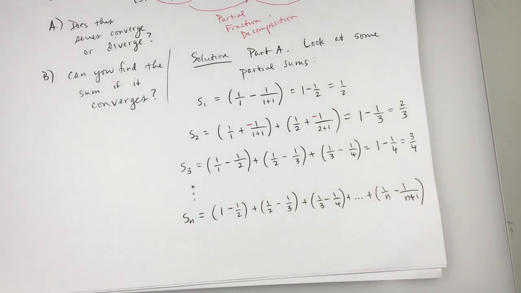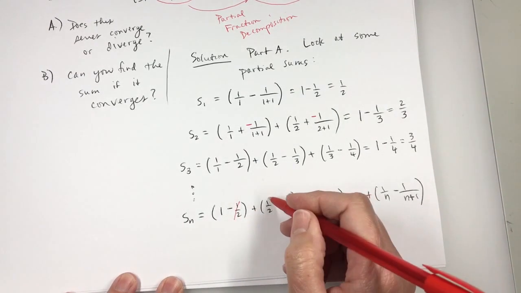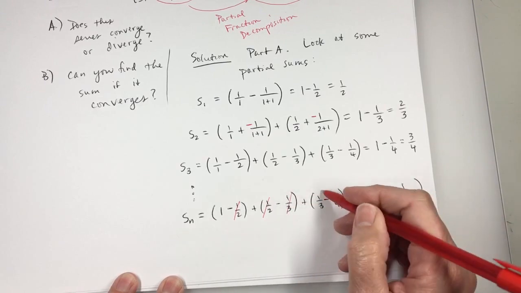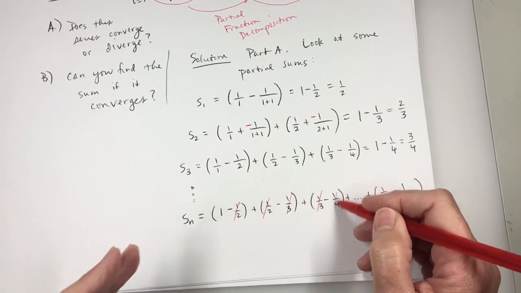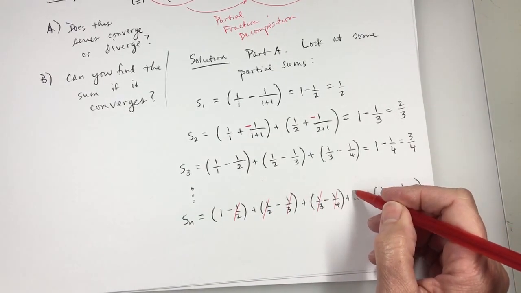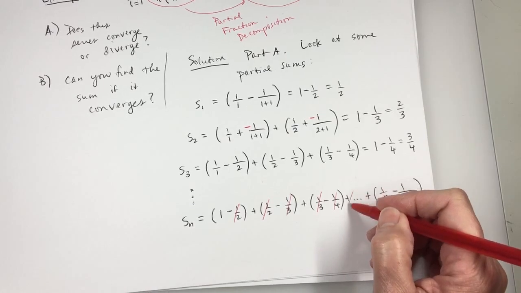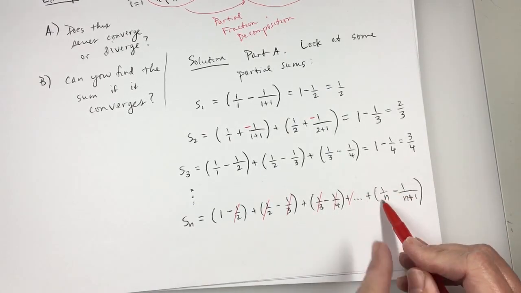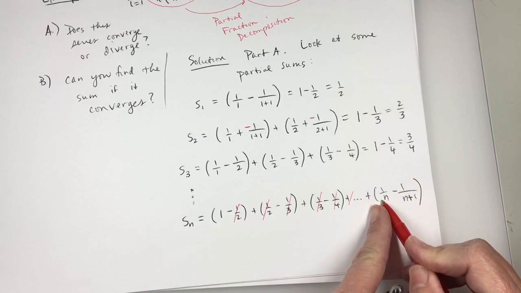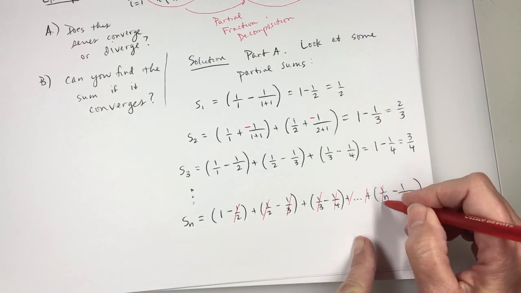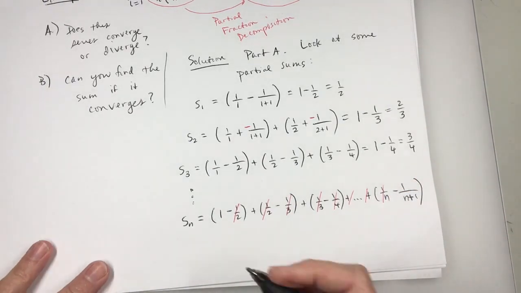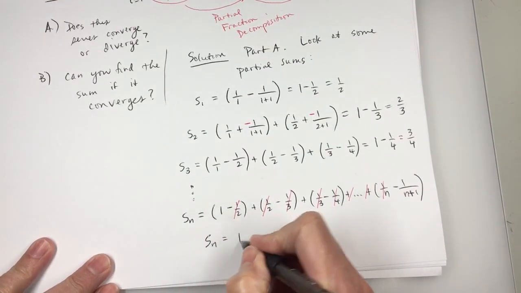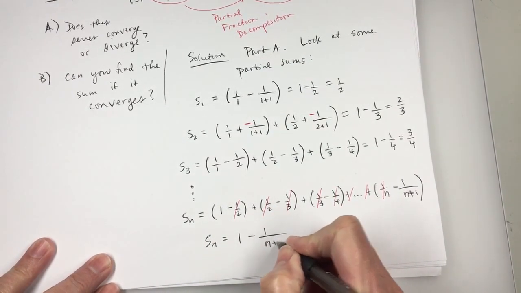And then what collapses out of this? Negative 1/2 with 1/2, negative 1/3 with 1/3, negative 1/4. The next one would be positive 1/4 right here. And the one right before 1 over n would be that negative 1 over n. So S sub n is 1 minus 1 over n plus 1.